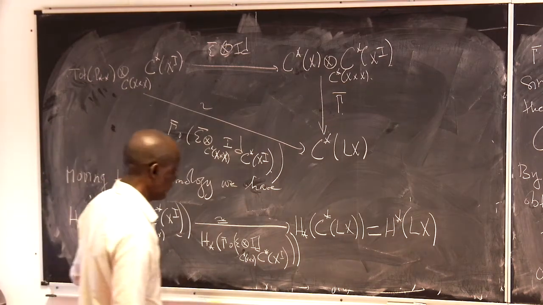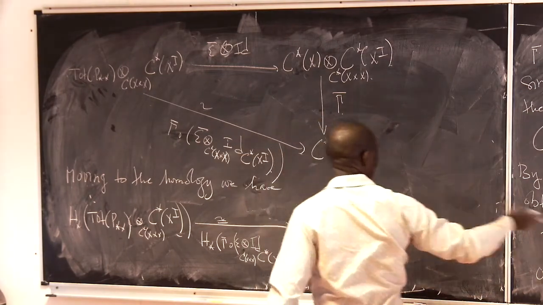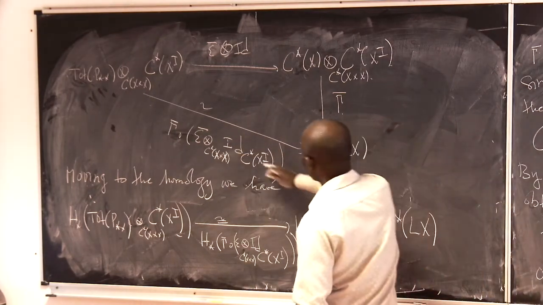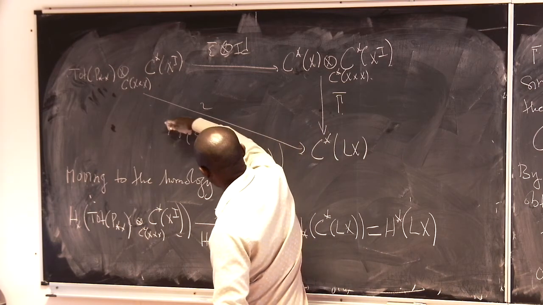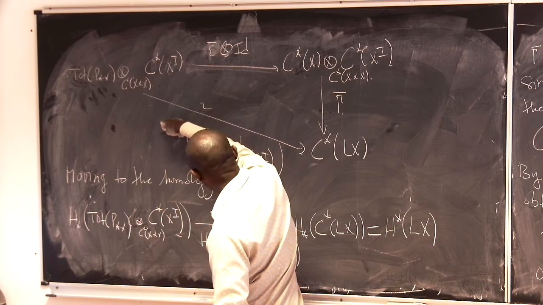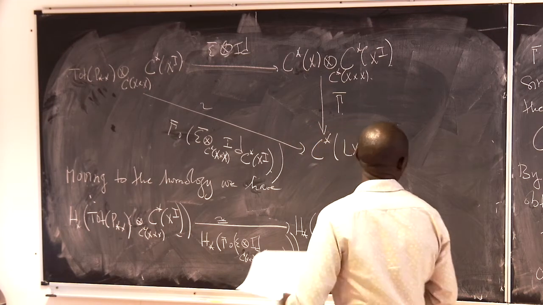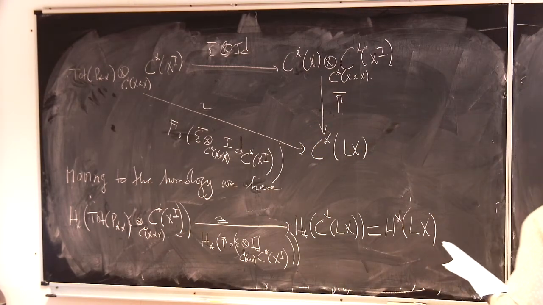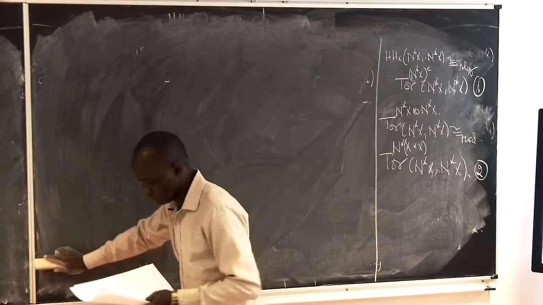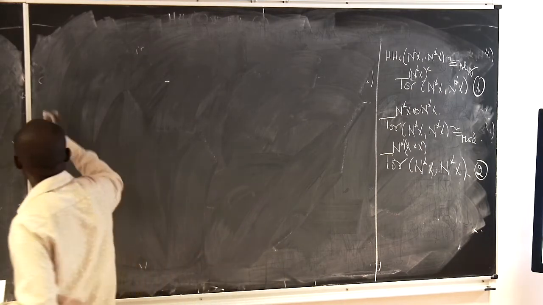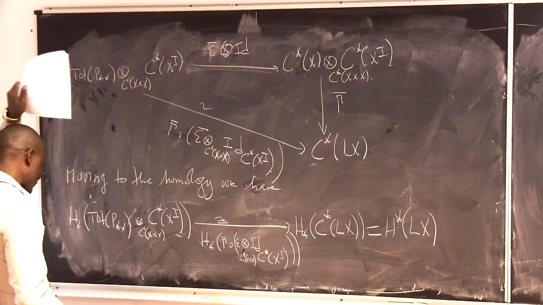So we have here, because this is a quasi-isomorphism, it comes from here. This is the identity. So we have this a quasi-isomorphism. This is the quasi-isomorphism, means that all this is a quasi-isomorphism. Moving to the homology, you have the isomorphism here. And then on the left side here, we have the tau.